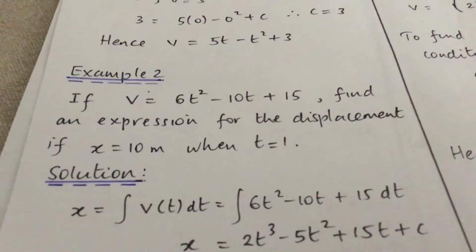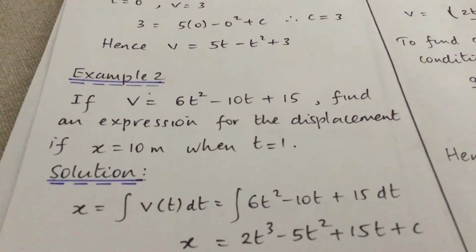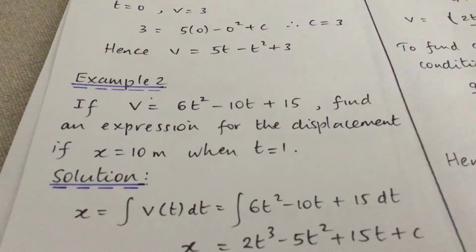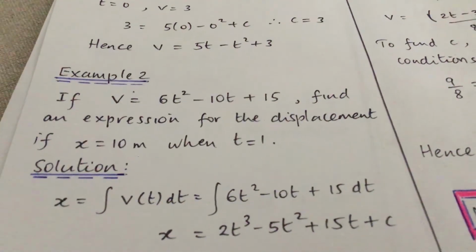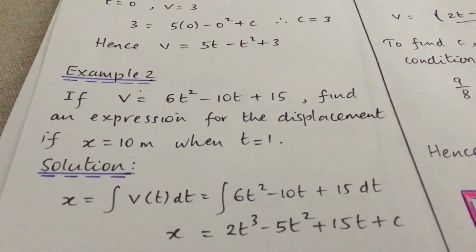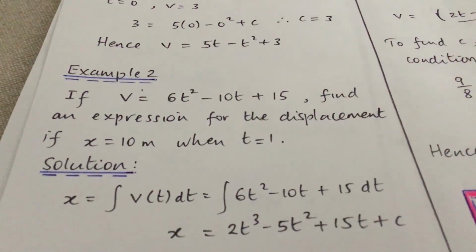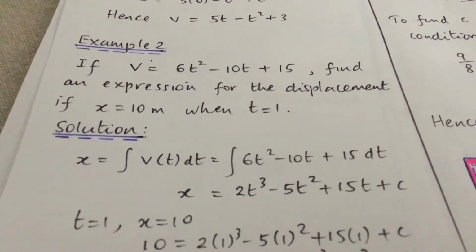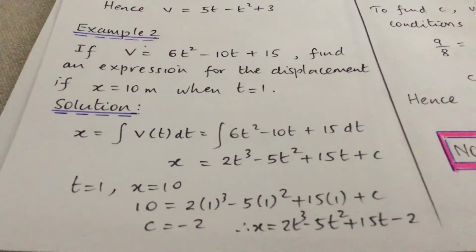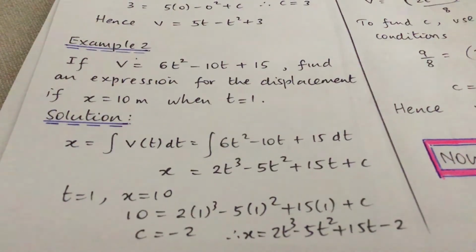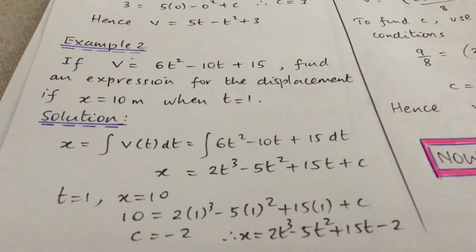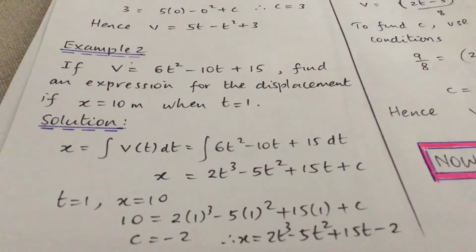So x is the integral of velocity. So we have the integral of 6t squared take 10t plus 15, which gives us 2t cubed take 5t squared plus 15t plus c. When t is 1, x is 10. Substitute, and then we solve for c. So c equals -2, and that is our displacement function. Next example.